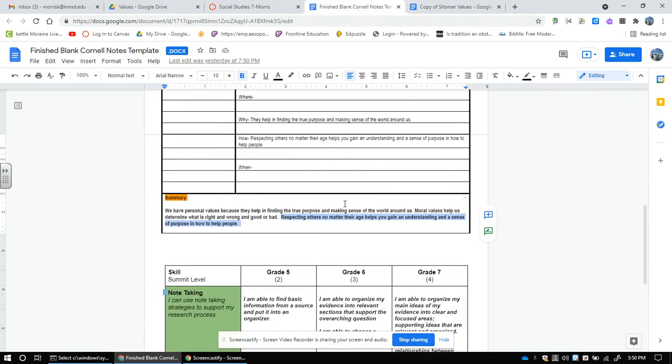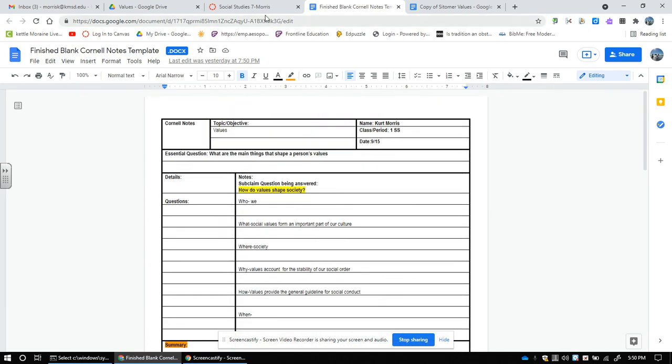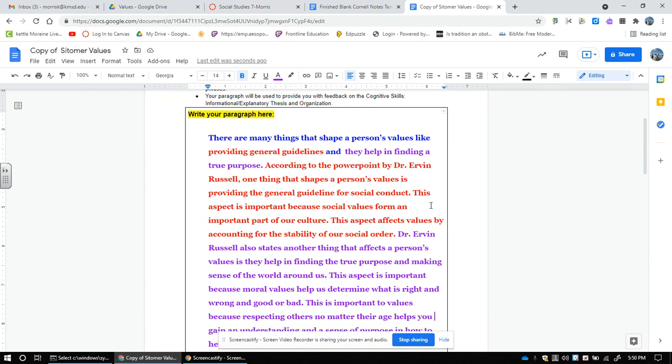I got it all right here from my summaries, from my Doug Buell notes, from the PowerPoint. Going forward, that's what we're doing.